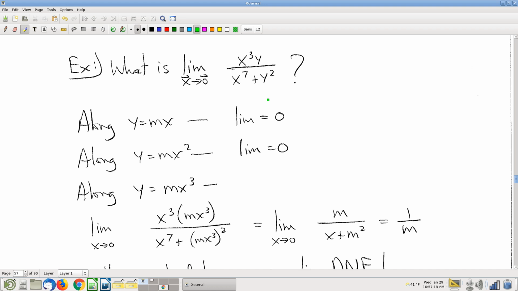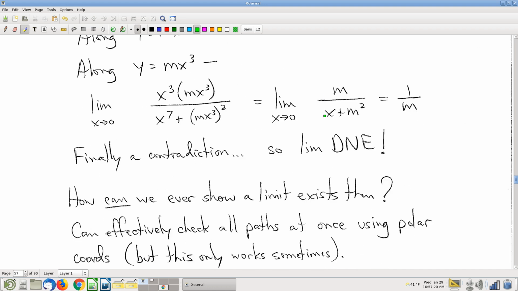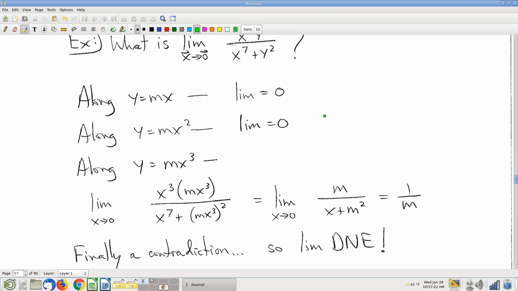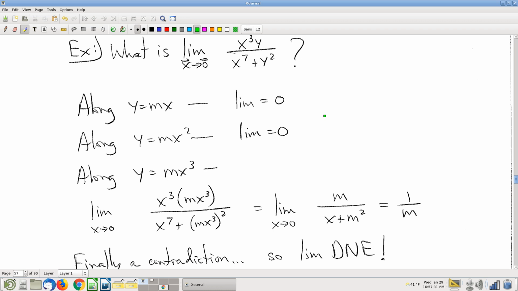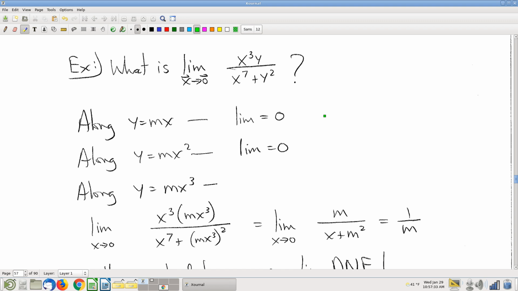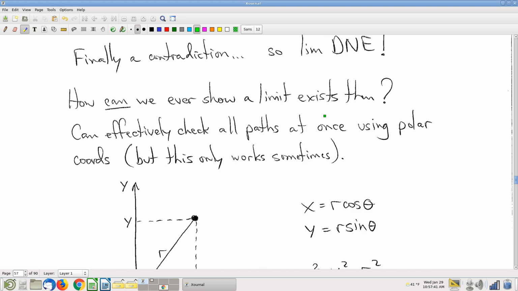Yes. So then, could you argue that a limit never exists? Because there's always some curve that you're not checking. It's a great question, and I'm about to answer that question. Concluding that a limit exists seems implausible for exactly that reason. So let me show you how you can do it sometimes. And again, it's only sometimes.